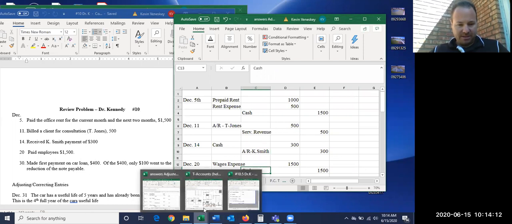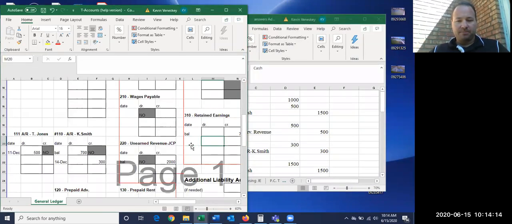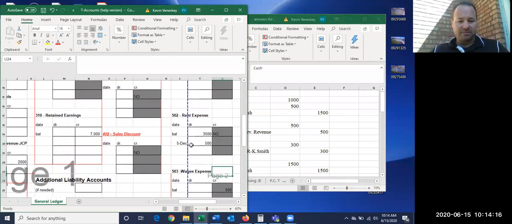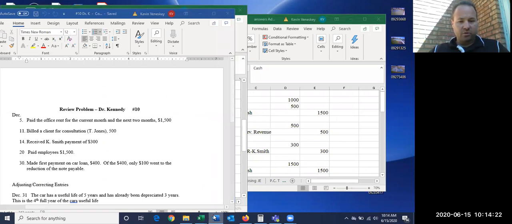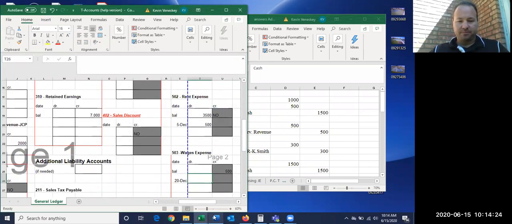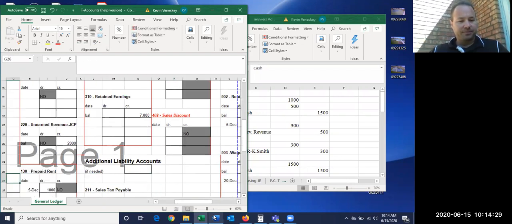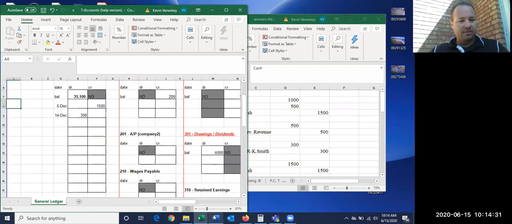So we come up to our T account, update our wage expense. And that was on the 20th, $1,500. And on the 20th, we paid money of $1,500.